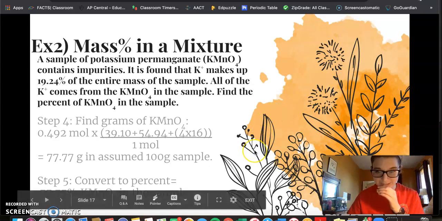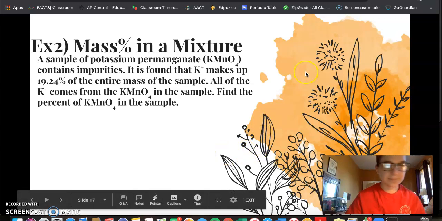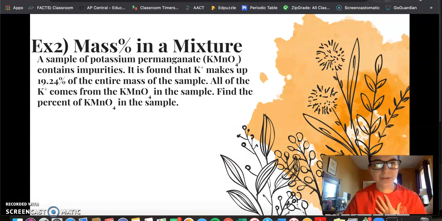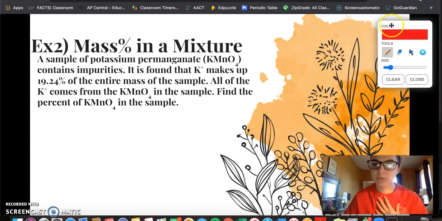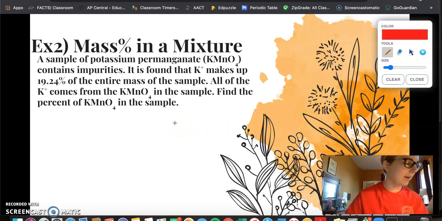Now there is another way to do it, and this might be easier for some of you. I typically do it that way because when we get to combustion analysis, that's the way you go about it, maybe not. But the ratio of the molar mass of potassium permanganate to the molar mass of potassium ions is going to be equal to the ratio of the mass percent of potassium permanganate to the mass percent of the potassium ion.